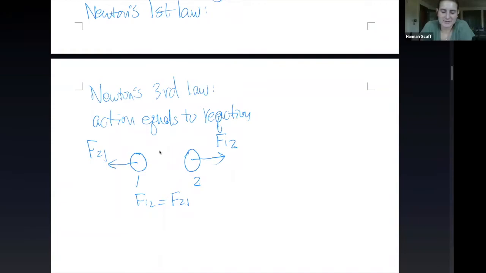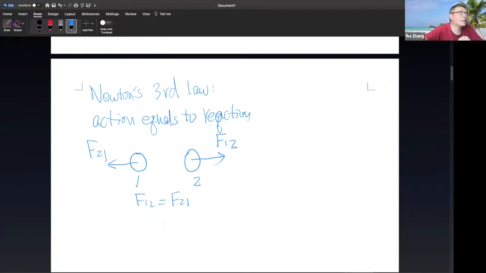Is it talking about two objects that are both moving? It doesn't matter whether they're moving or not. Newton's third law tells something really general. As far as one object exerts a force on the other object, the other object instantaneously, automatically exerts the same amount of force on the first object. So there's always action and reaction. It doesn't matter whether these two objects are moving or whatever.